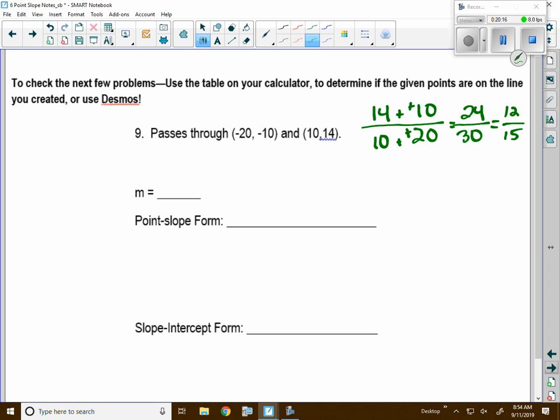Should be able to reduce that slope to still over 15. I have a feeling this is going to be very nice numbers. Oh, wait. No, we can make it smaller, can't we? I apologize. We could make it 4 over 5. Yeah, 'cause 6 goes into both, looks nice.